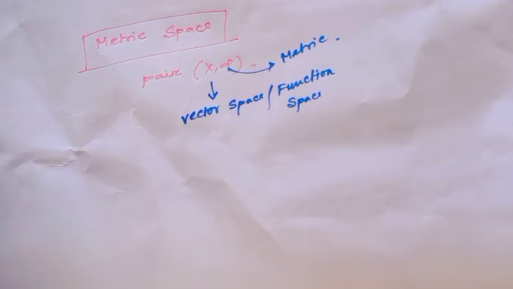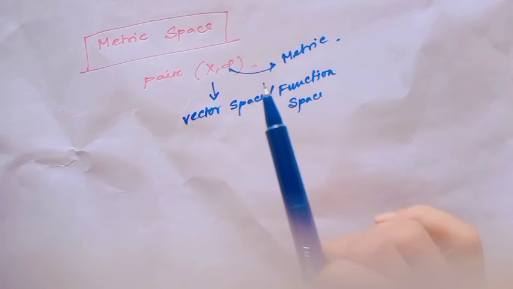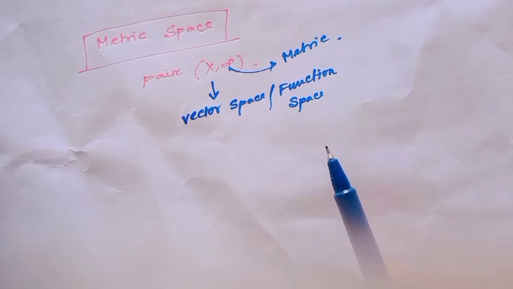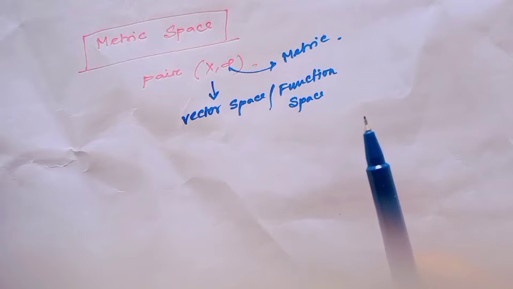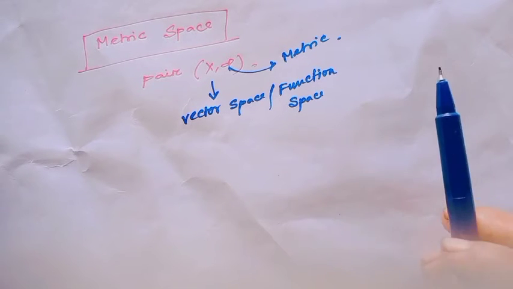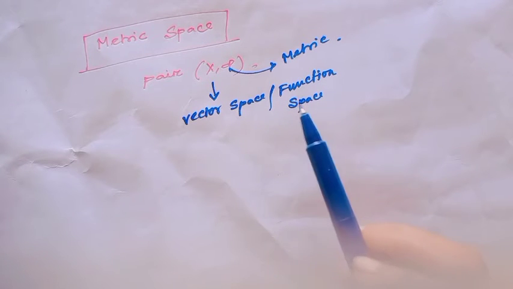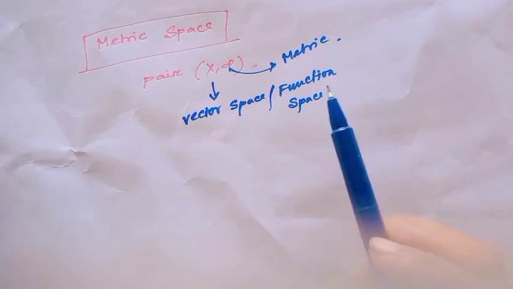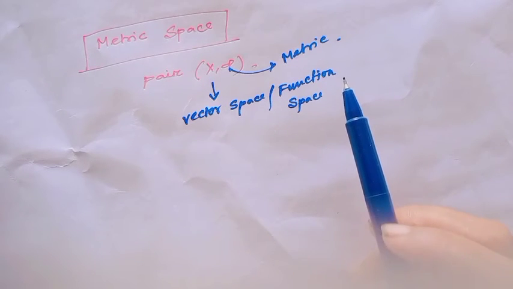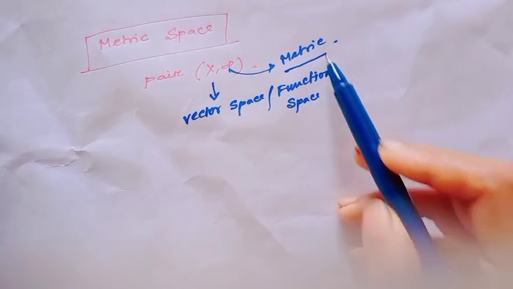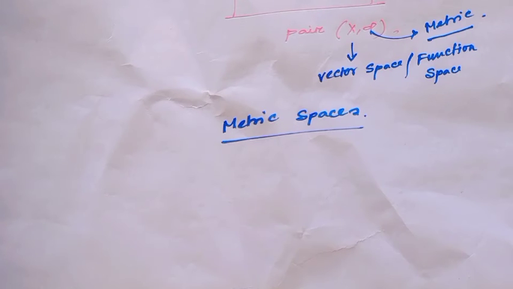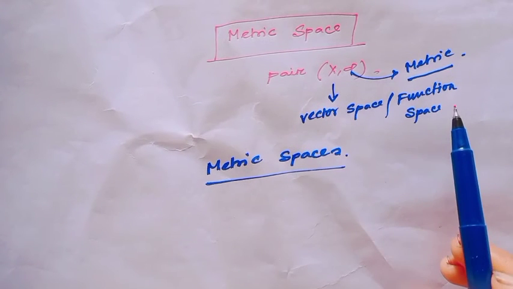I will define a new topic, a new space: metric space. This is actually a very useful and very fundamental topic in mathematics. Today I will define how a metric relates to functions, vectors, all these things. Actually, a metric space is a pair (X, d) where X is any vector space or function space and d is the distance, which is denoted as the metric. Metric space means actually the distance of a function.